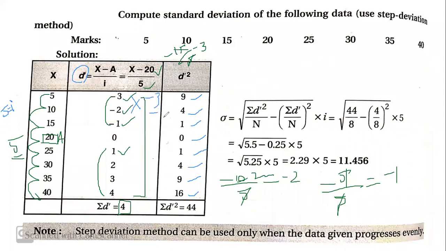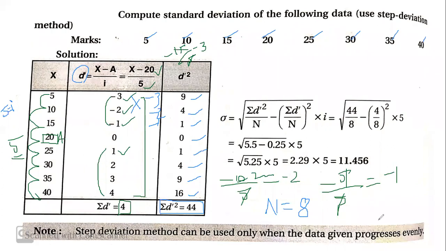Okay, minus 3, minus 2, minus 1, I am squaring each of the numbers. Then add up all these numbers, and you get sigma D dash square, which will be 44. So we require these two major numbers to calculate the problem. And then you have to define what N is. N is nothing but the number of data. So we have 1, 2, 3, 4, 5, 6, 7, 8. We have 8 data, so N will be 8.